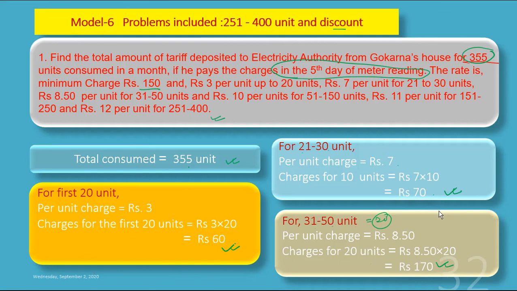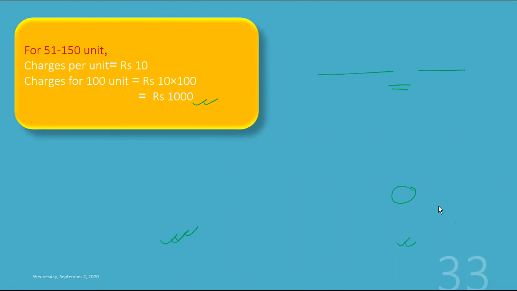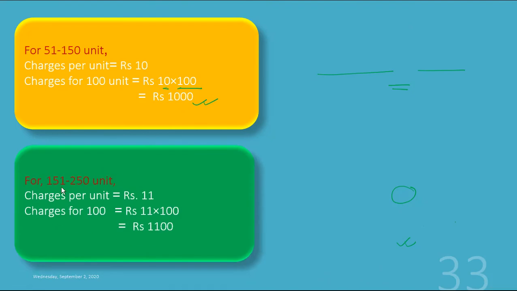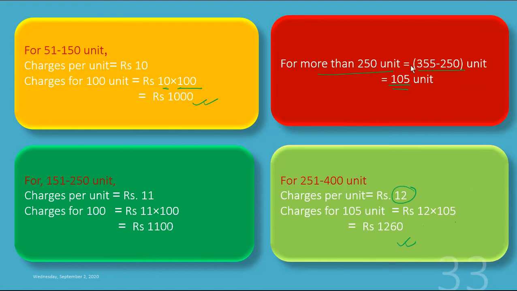And the next part, for 51 to 150 units, the range is 100, the rate is 10, so it is 1000 rupees. For 151 to 250 it is a 100 gap, the rate is 11, it is 1100 rupees. And for more than 250 units, because the total consumption is 355, 355 minus 250 is 105 units. It is more than 250, so the rate for 250 to 400 is 12 rupees. 12 times 105 is 1260.